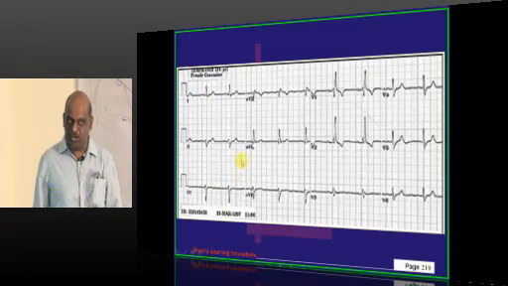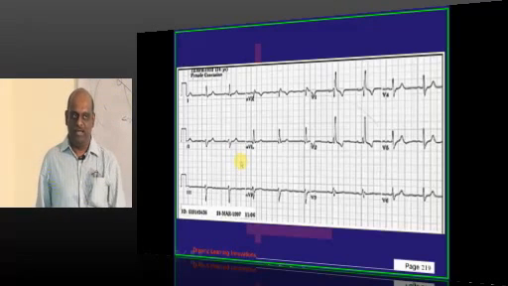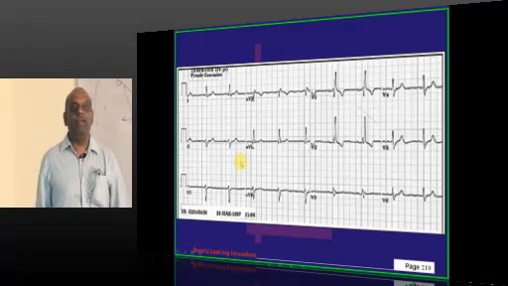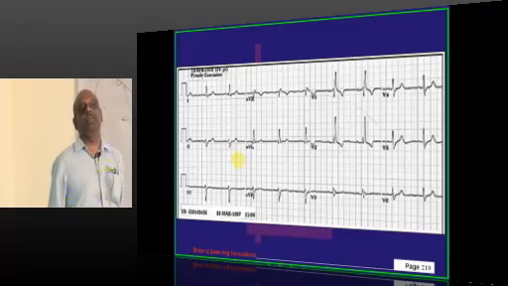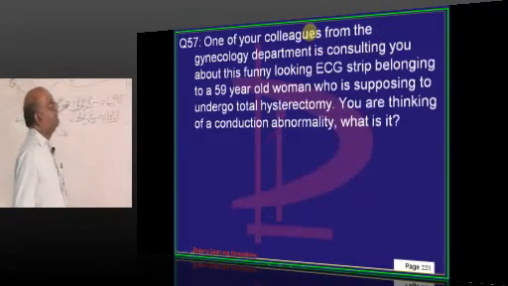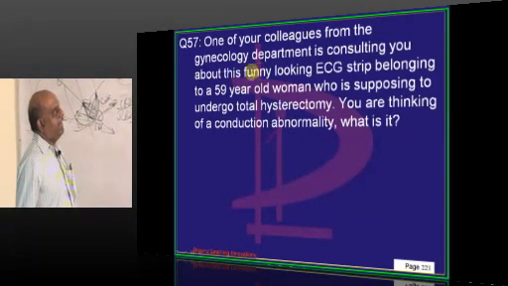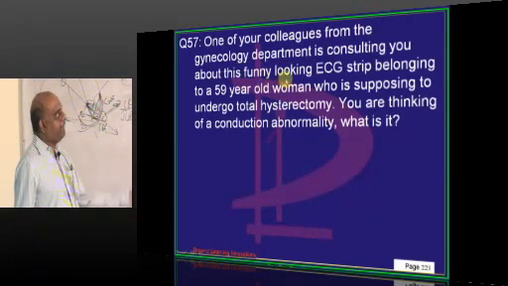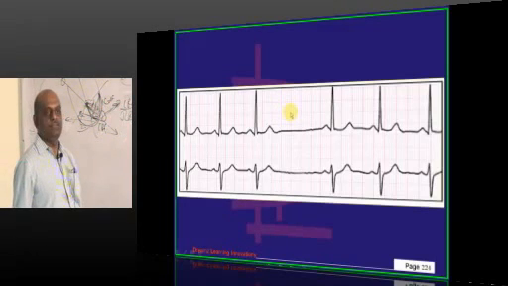Why should it be there? It should not be there if there is a right bundle branch block. If it is there, what does it mean? Bifascicular block. That is RBBB plus LAFB. Finish. Then one of your colleagues from the gynecology department is consulting about this funny looking ECG.